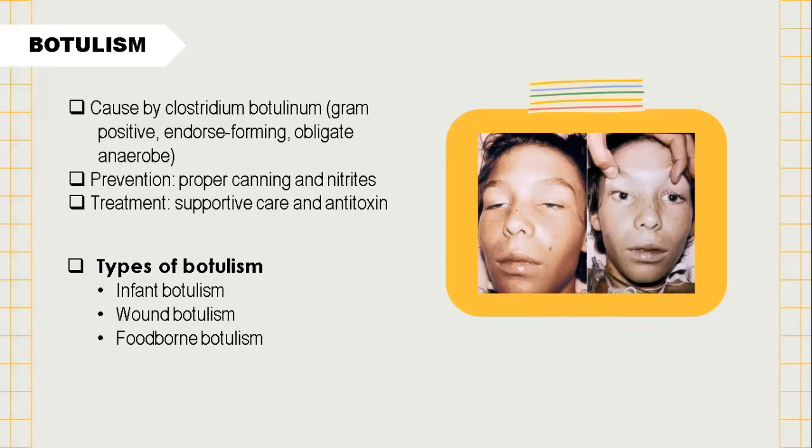And also it can be foodborne. It can happen by eating foods that have been contaminated with botulinum toxins. The common sources of foodborne botulism are homemade foods that have been improperly canned, preserved, or fermented. Store-bought foods also can be contaminated with botulinum toxin. So that's botulism.